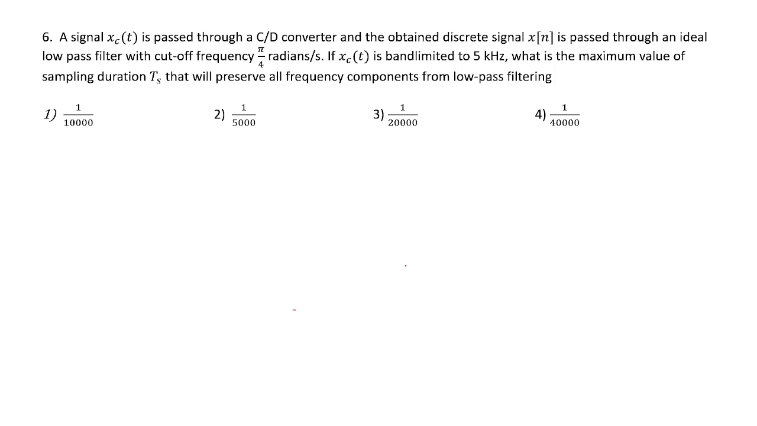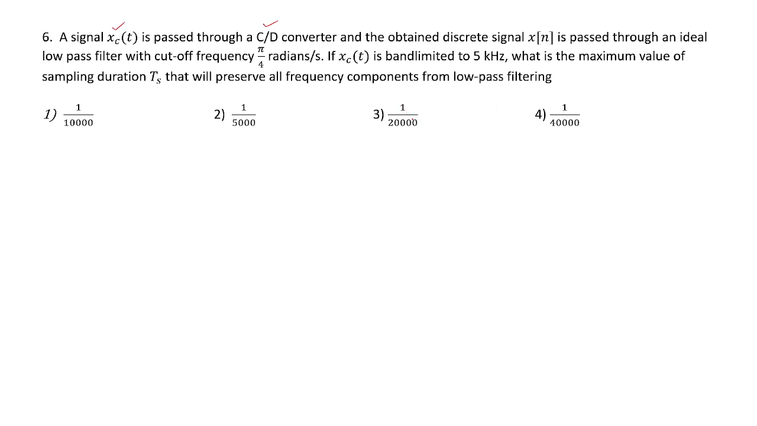Okay, let us move to question 6. It says, the signal xc(t), a continuous time signal, is passed through a continuous to discrete time converter, a CD converter, and the obtained discrete signal x[n] is passed through an ideal low pass filter with cutoff frequency pi by 4 radians per second. If xc is band limited to 5 kHz, what is the maximum value of sampling duration Ts that will preserve all frequency components from low pass filtering?